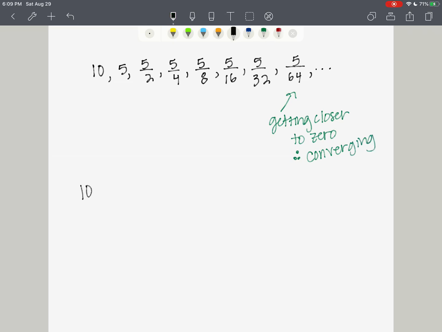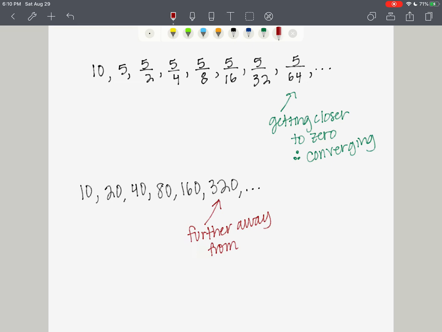Now let's say I started with 10 and I multiplied by 2. Multiplied by 2. Multiplied by 2. Multiplied by 2, and so on and so forth. This number is getting further away from 0. Therefore, this is called a diverging series. And when you have a diverging series, there is no sum. And I'm even going to put another word in there that's not absolutely necessary, but it might help. There's no infinite sum.